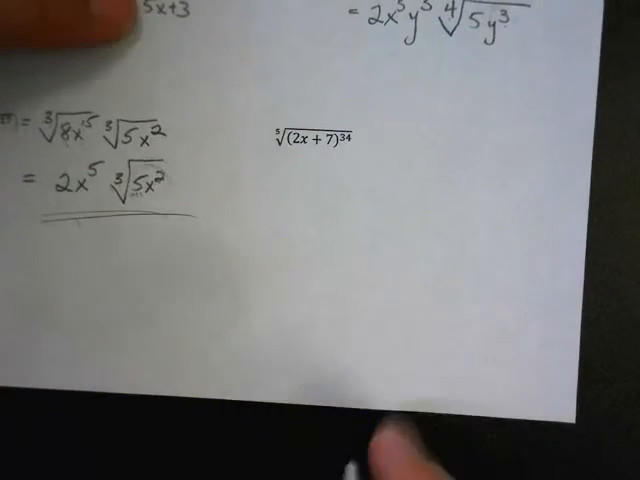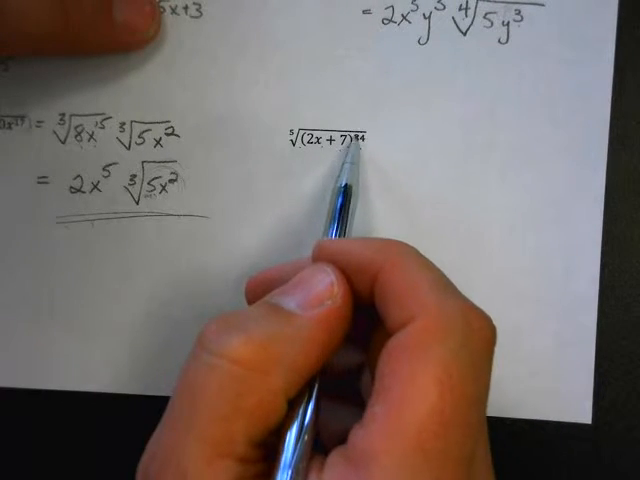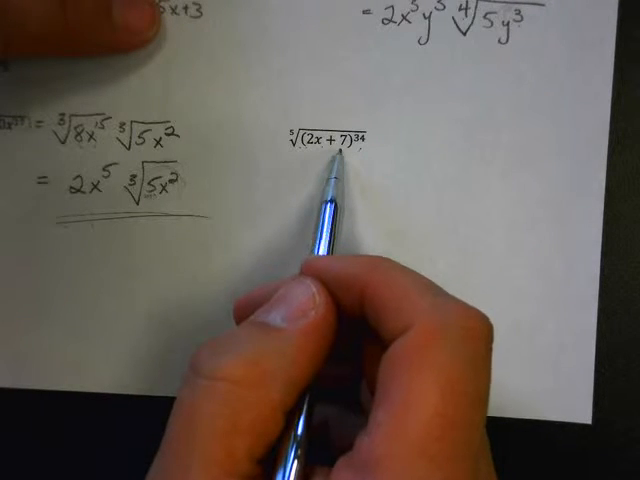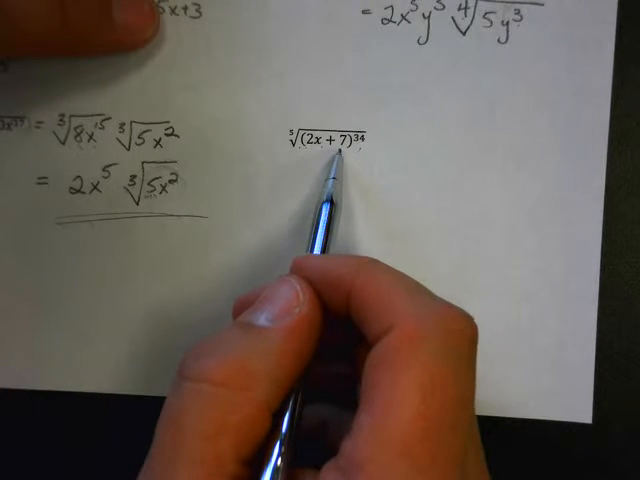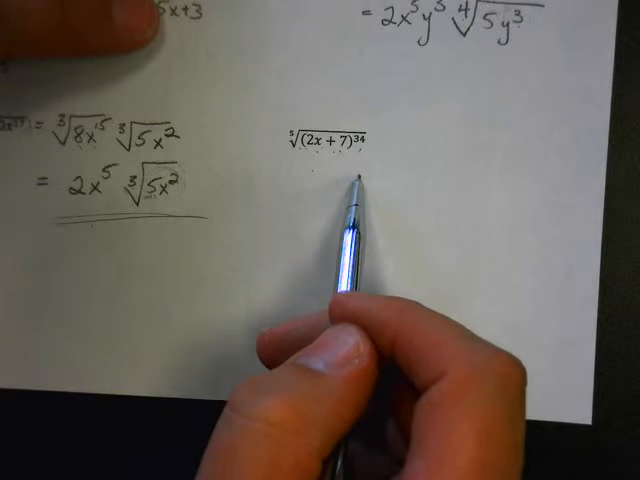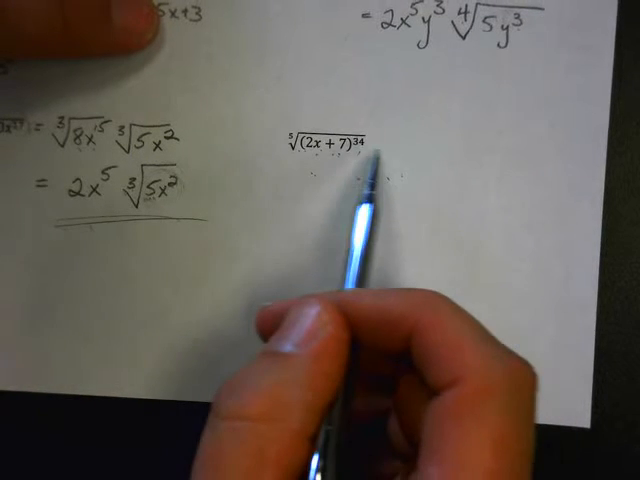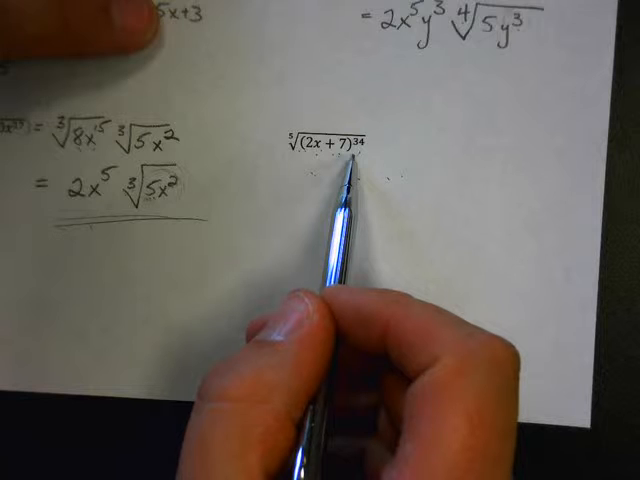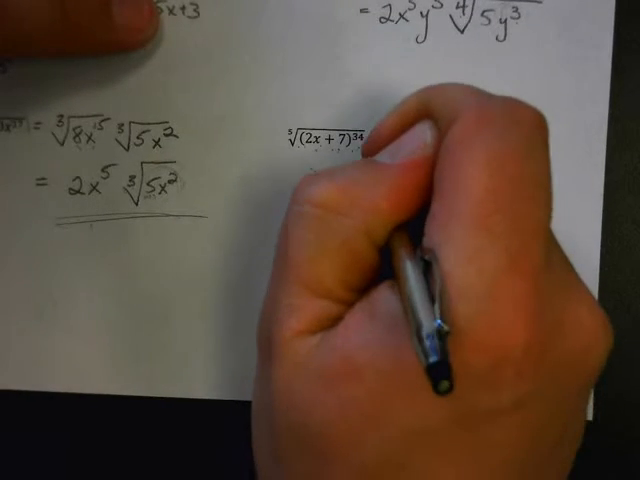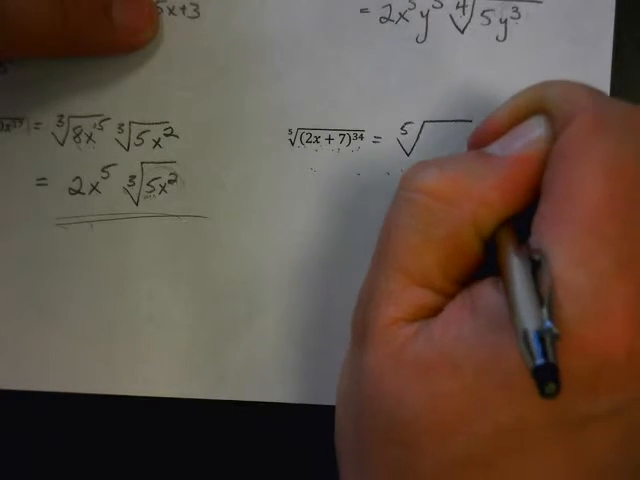This is the fifth root of 2x plus 7 to the 34th. And this is not the same as raise that to 34, raise that to 34. If you wanted to multiply this out, you're going to be doing it for quite a while. This is 2x plus 7 times 2x plus 7, FOIL, times 2x plus 7, distribute again, times 2x plus 7, distribute again, all the way up to 34 of them. But we're not looking to do that because of that power. We have a fifth root.